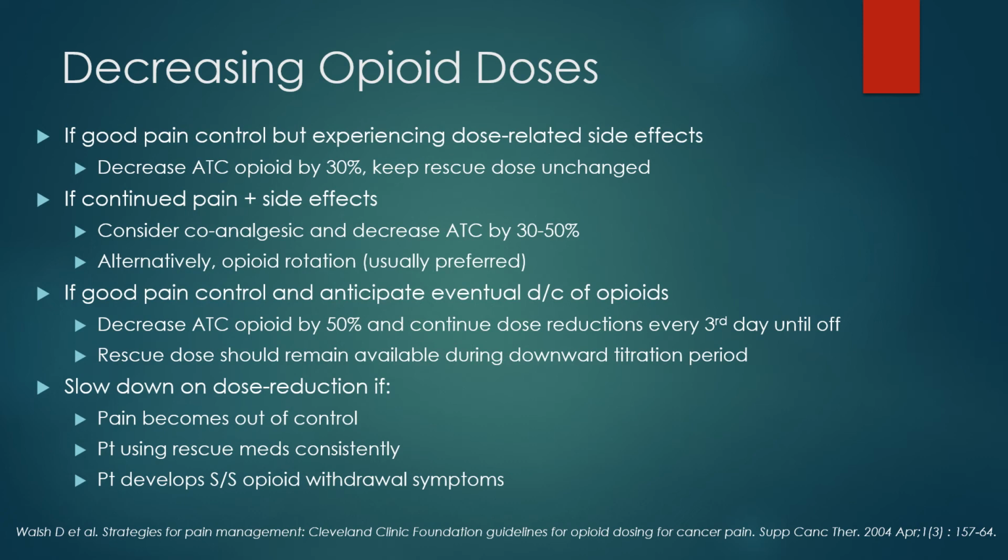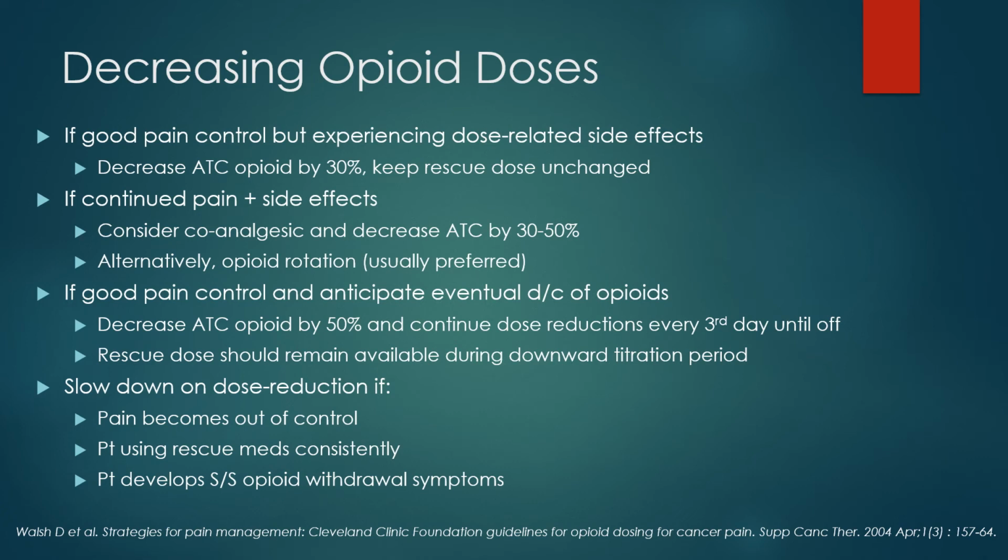Decreasing opioid doses. If the patient has good pain control but is experiencing dose-related side effects, decrease the round-the-clock opioid by 30% but keep the rescue dose unchanged. If there is continued pain plus side effects, consider coanalgesics and decrease the around-the-clock dose by 30 to 50%. Alternatively, you can use opioid rotation, which is usually preferred.